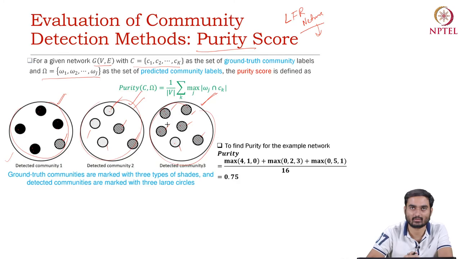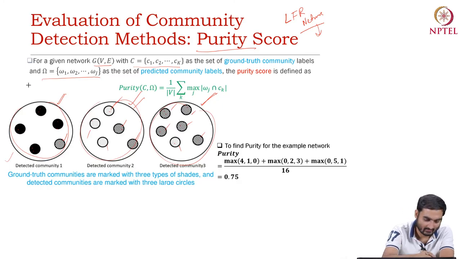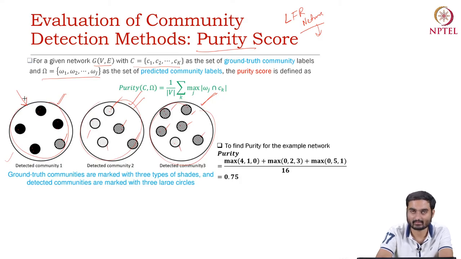Okay. So purity is one such metric to measure the error, or to measure the correct classification. So what is purity? Purity looks at the intersection at every detected community. You look at the intersection of the community with one of the ground truth communities. Okay, look at this formula.